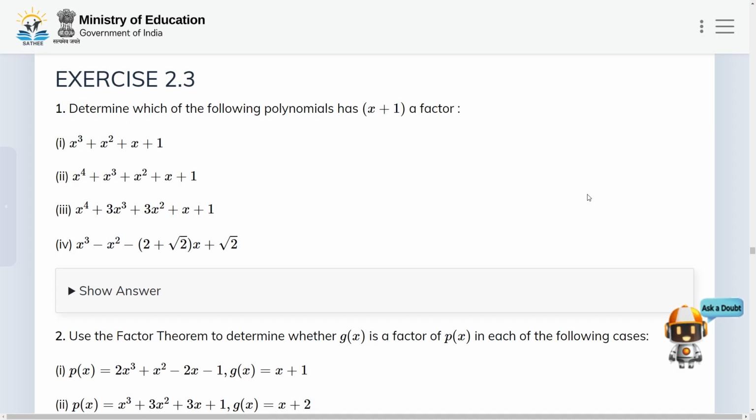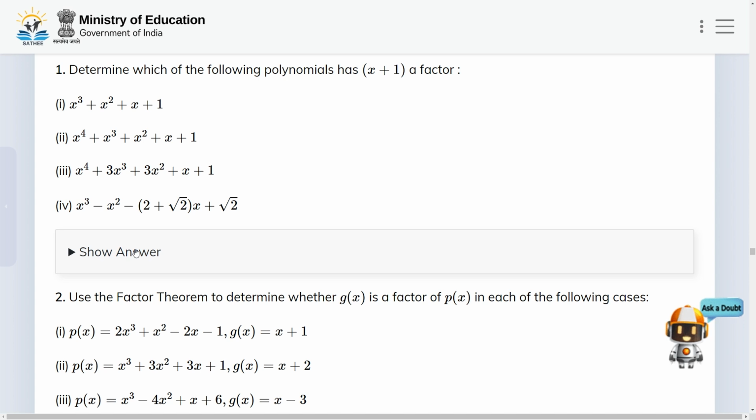Hello students, welcome to this lecture on polynomials. So here first of all we will discuss exercise 2.3. In the first question, we have to determine which of the following polynomials has x plus 1 as a factor. Okay, so let us find.